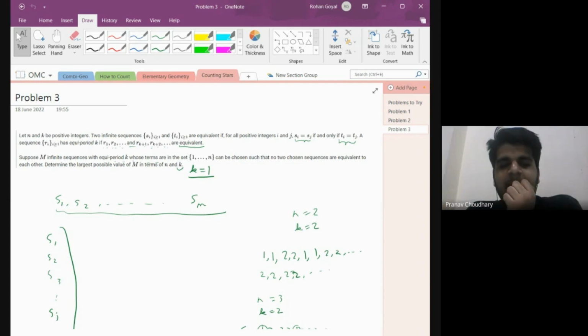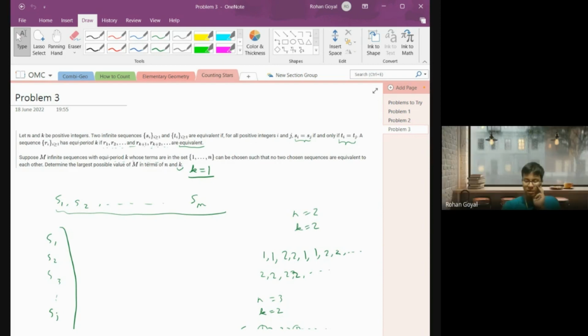Do higher values of k involve a similar idea, or is it different? It's clever. You have to take one or two clever steps, but it's not too far away.